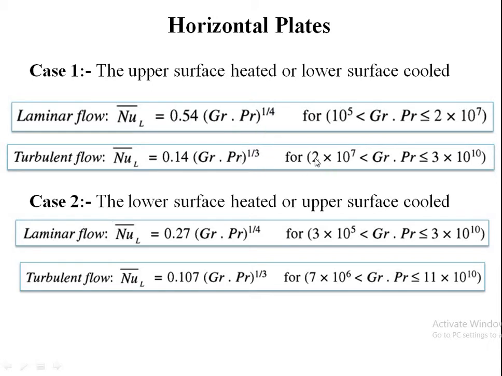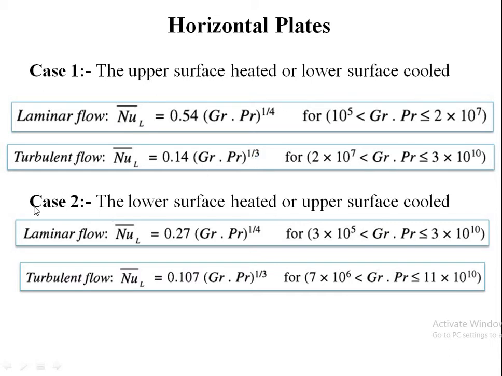And if the product of Grashof number and Prandtl number is greater than 2 into 10 raised to 7 and less than 3 into 10 raised to 10, then the flow is considered to be turbulent flow. In that case, the empirical relation for natural convection can be written as average Nusselt number is equal to 0.14 into (Gr multiplied by Pr) raised to 1 by 3.